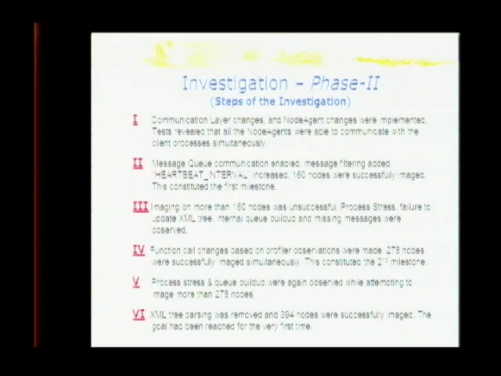Now in step 2, in phase 2, these are the steps. First, I set up the communication layer, like the 4 client processes, and the node agents were configured to communicate with this. And when I tested those, I found that all 400 node agents could communicate with the client processes simultaneously.